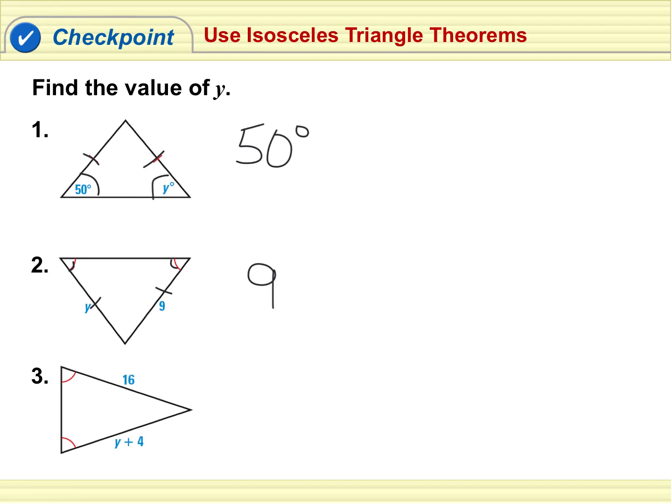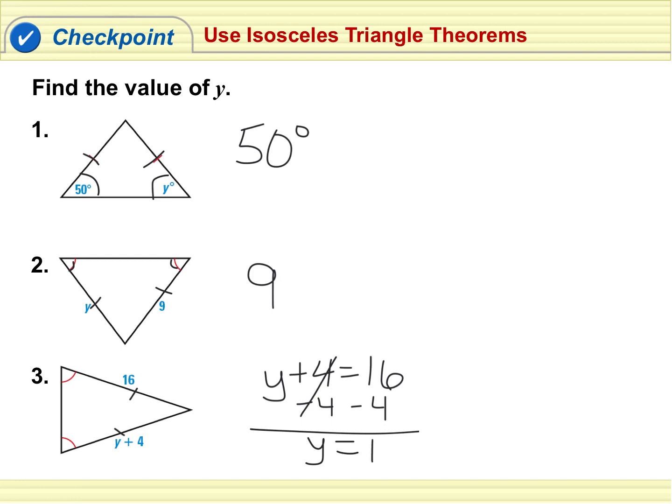What do we know on 3? The two sides are the same. It shows us the angles are the same, so we can assume for an isosceles triangle that the sides are the same. So how do we set up an equation? y plus 4 equals 16. What is my one step to get y by itself? Subtract 4 on both sides. So we get y equals 12.